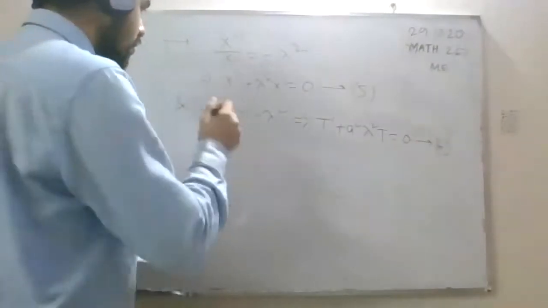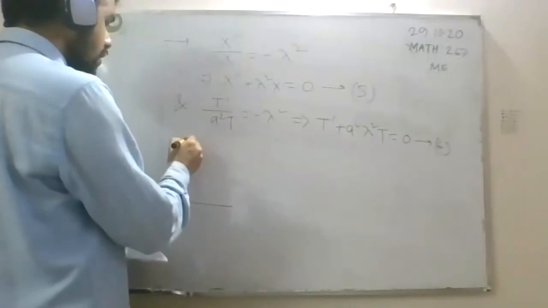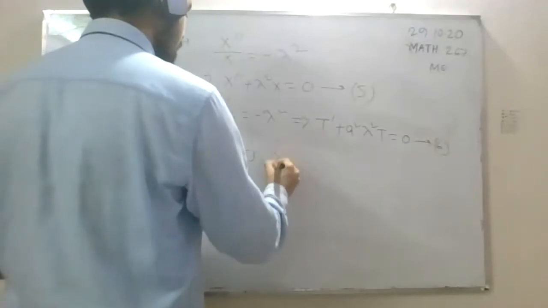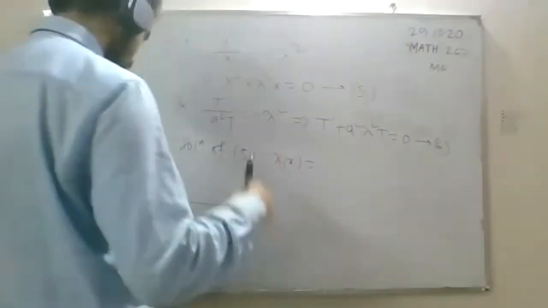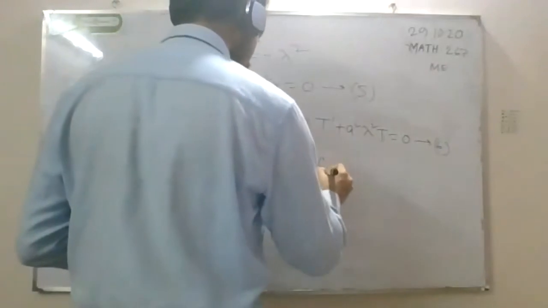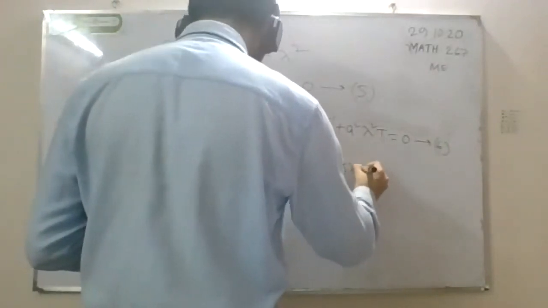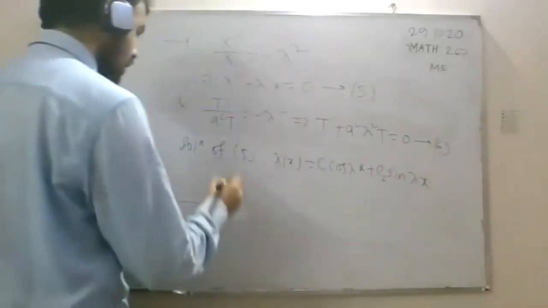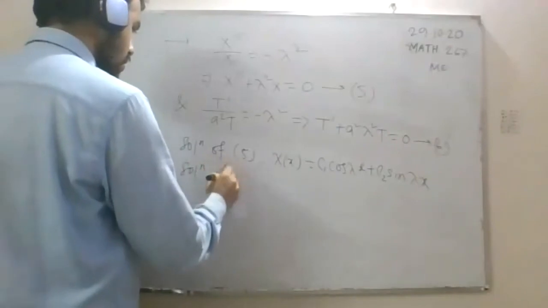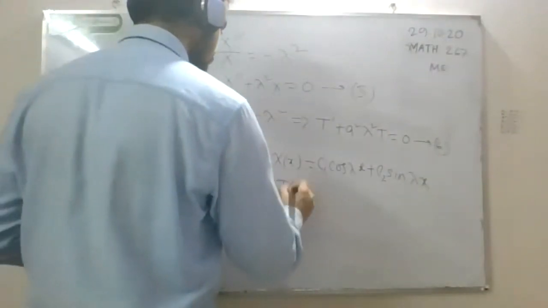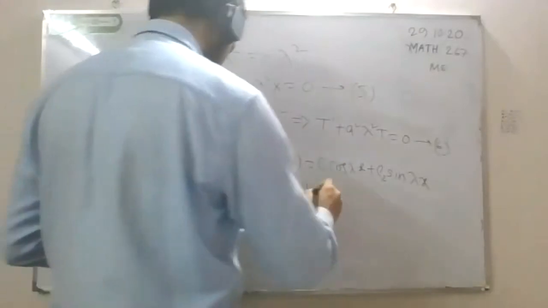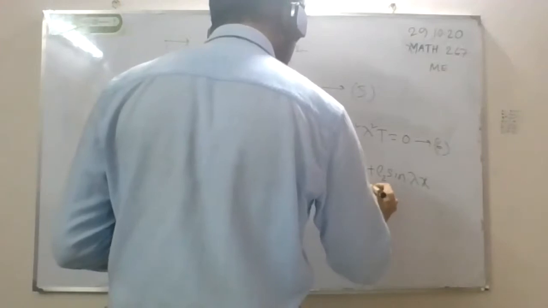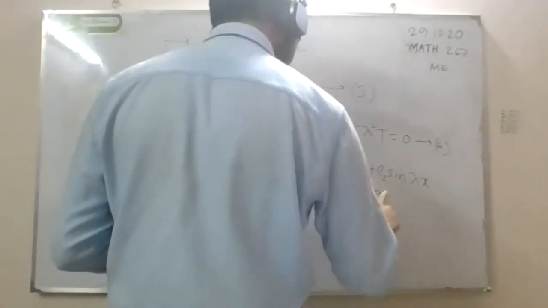Okay, done. So here you can say that the solution of X is X equals A into B, c1 cos lambda x plus c2 sin lambda x, and T is e to the power minus a square lambda square t. Okay.